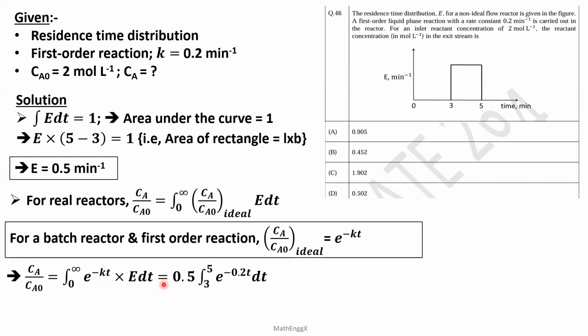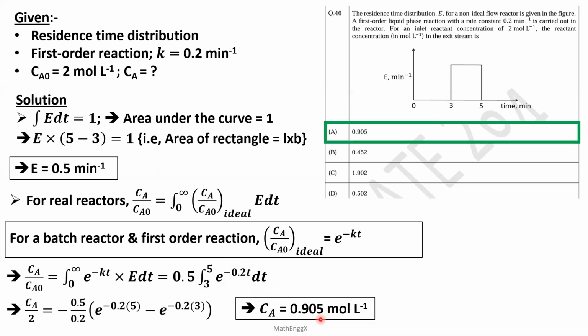Further, we can substitute the value of E, which was found as 0.5 minute inverse, and the integral 0 to infinity can be reduced to integral 3 to 5. That is because before 3 and after 5, the value of E will be 0 as per the given figure. So hence we have 0.5 integral 3 to 5 e power minus 0.2 t into dt, as k is given as 0.2. On substituting the value of Ca naught as 2 and further integrating this expression and simplifying, we get Ca is equal to 0.905 moles per liter. So hence option A, 0.905 is the right solution to this question.